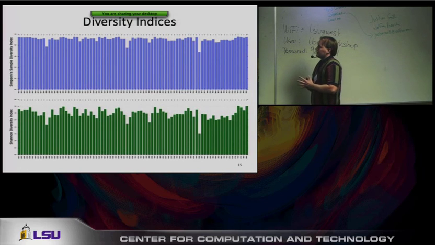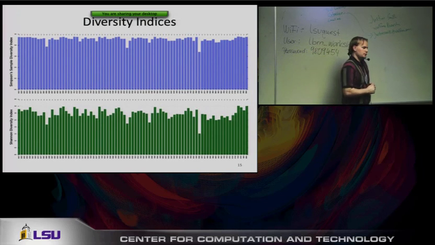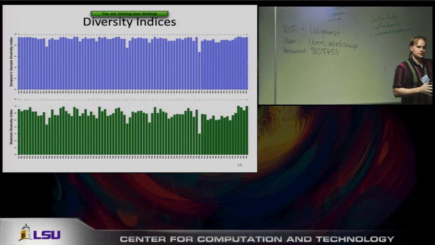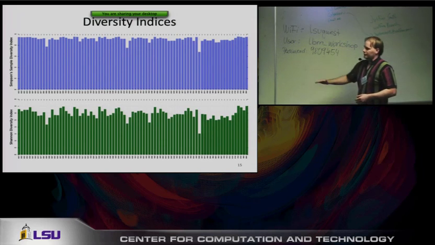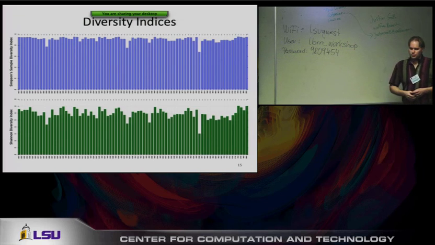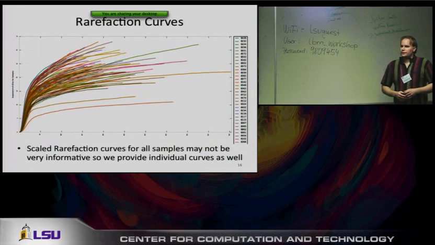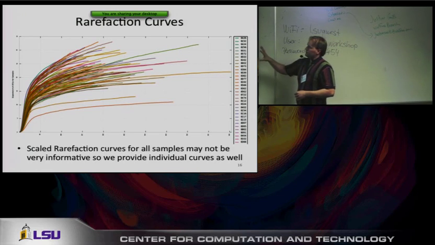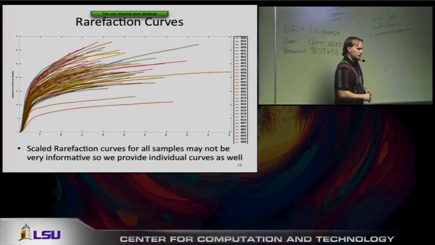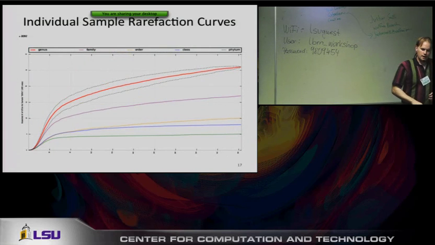Diversity indexes are computed, so these tell us how diverse a given community is. If everything in the community was Staphylococcus, it would be very low diversity. If there were a lot of different things in the community, it would be very high diversity. Then we generate all those rarefaction curves I talked about. Of course, it's not very useful to view them all together, so we allow the researcher to go and grab individual rarefaction curves for each sample.